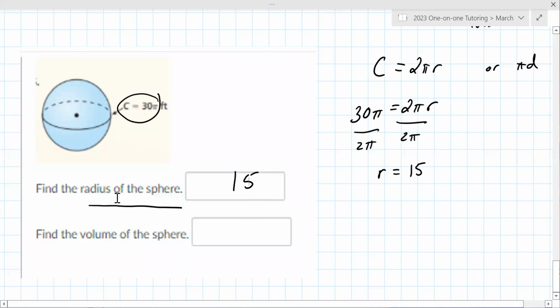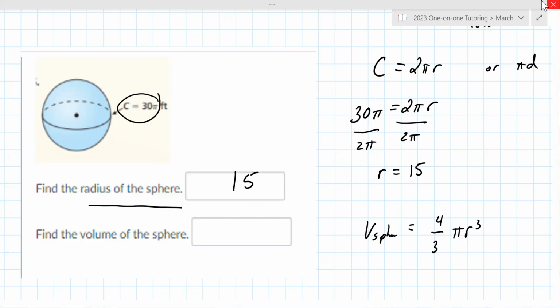The reason you need the radius is to find the volume. Volume of a sphere, yet another formula, very formula heavy here, is 4/3 pi r cubed, like that. So you're just going to put that 15 in for r. Go ahead and do that and round it to just one decimal place. Let me know what you come up with on that, please.